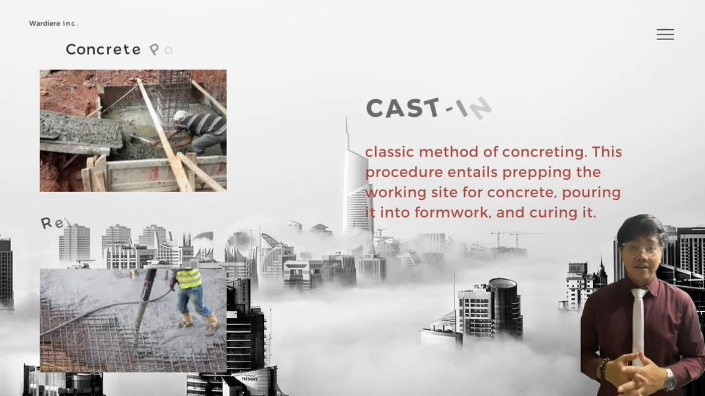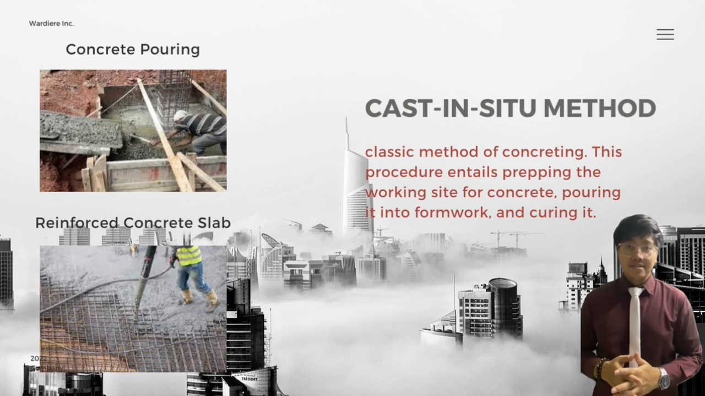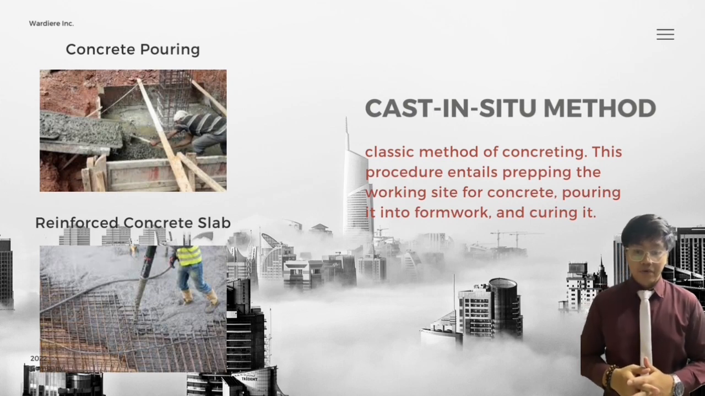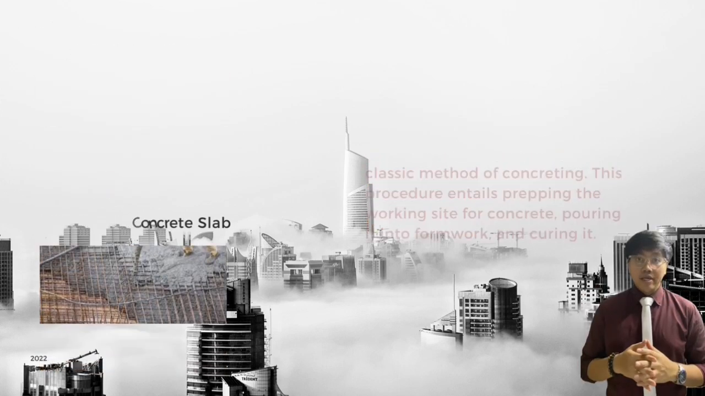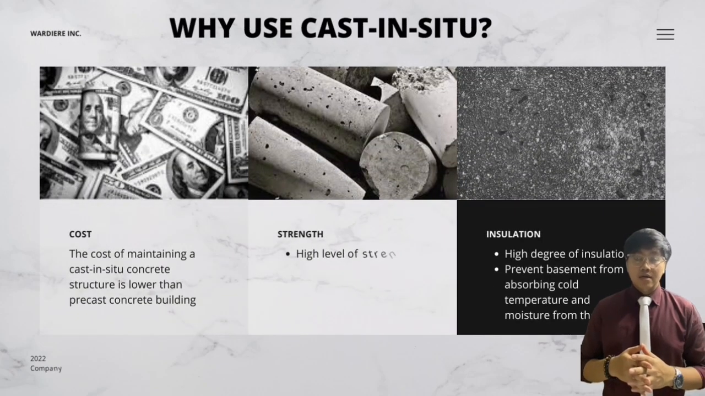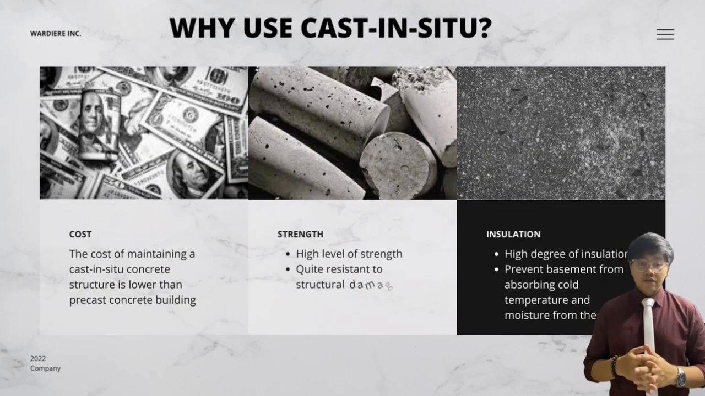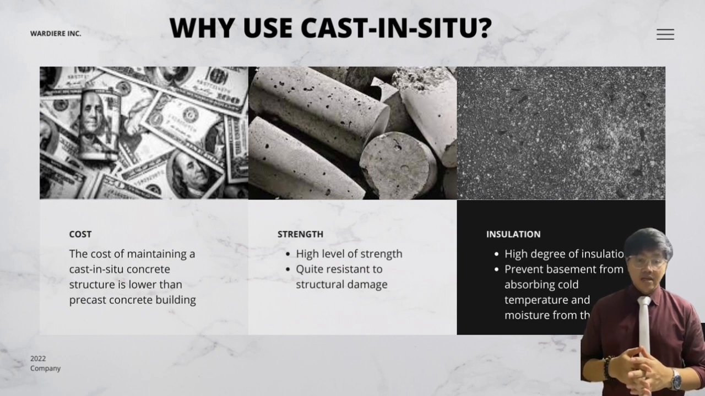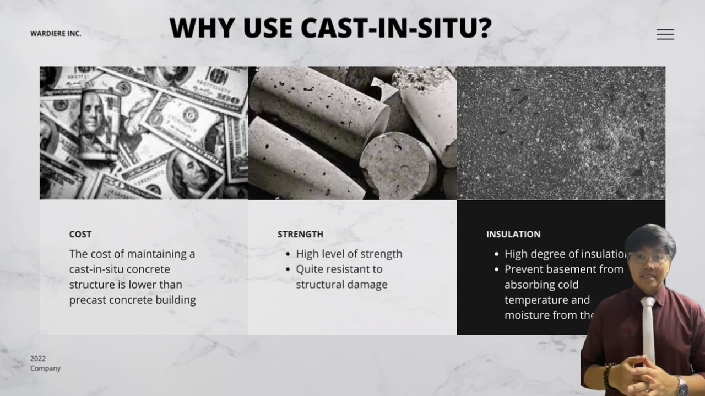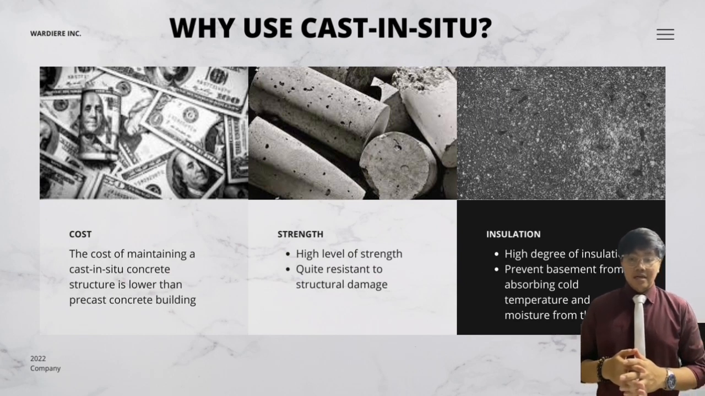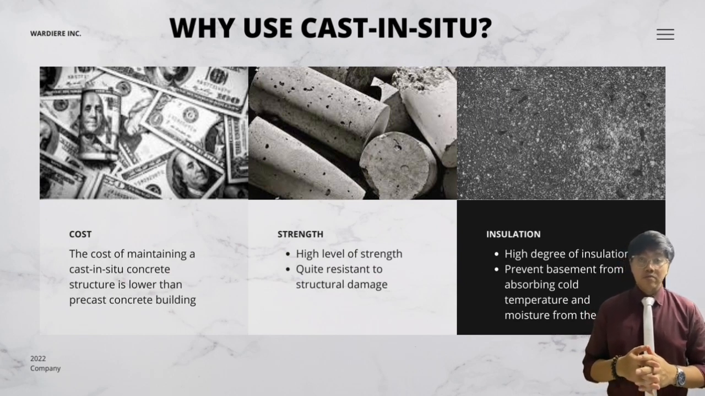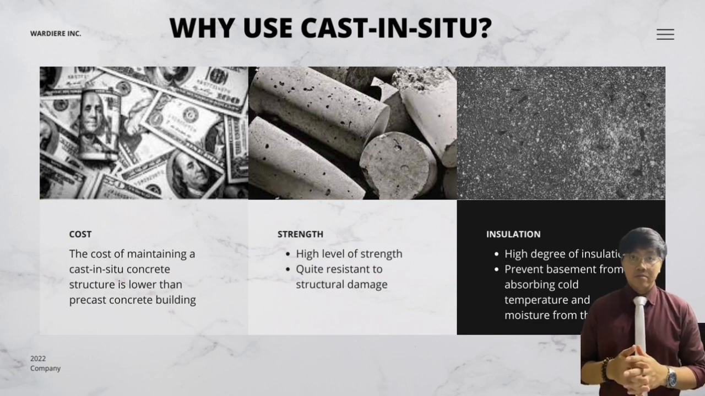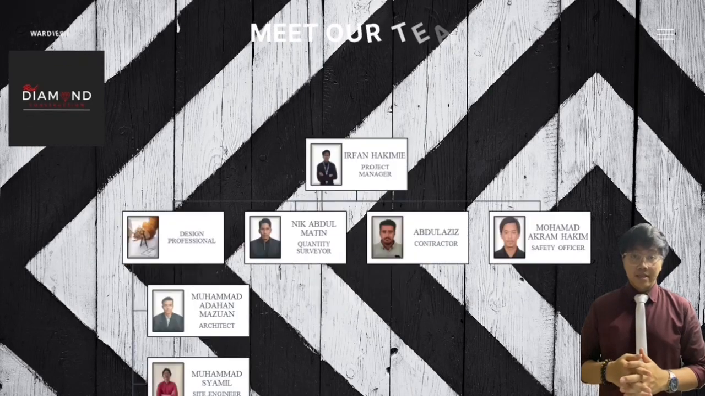So for our project development, we choose the cast in situ method, which is the classic method of concreting. This procedure entails prepping the working site for concrete, pouring it into foam board and curing it. Why use cast in situ? The first reason is cost. The cost of maintaining a cast in situ concrete structure is lower than a precast concrete building. Second is strength, and lastly is insulation, which can prevent the basement from absorbing cold temperature and moisture from the soil.